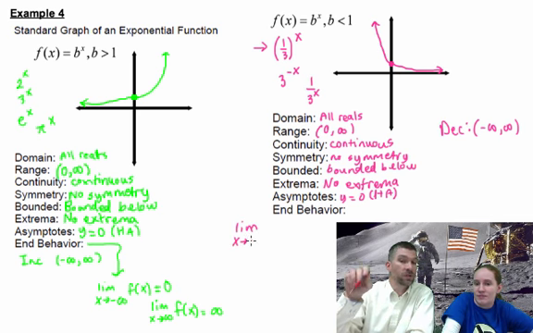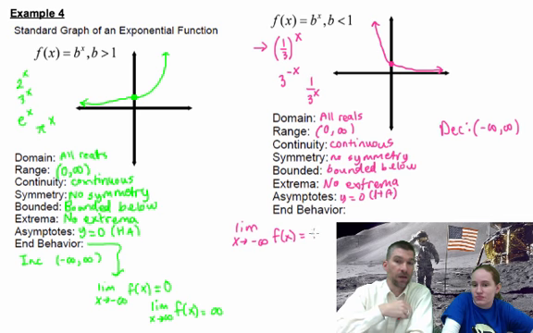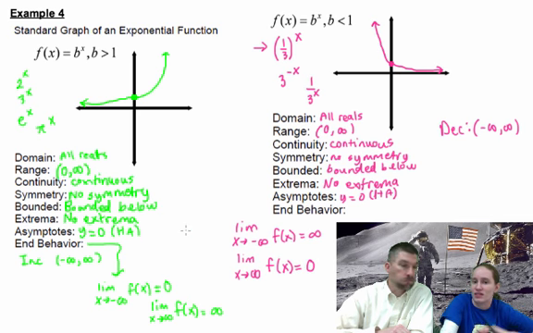The limit towards negative infinity will be more of our end behavior situation. That limit would be positive infinity, and then the other one is 0. So that's analyzing some exponential functions for you.